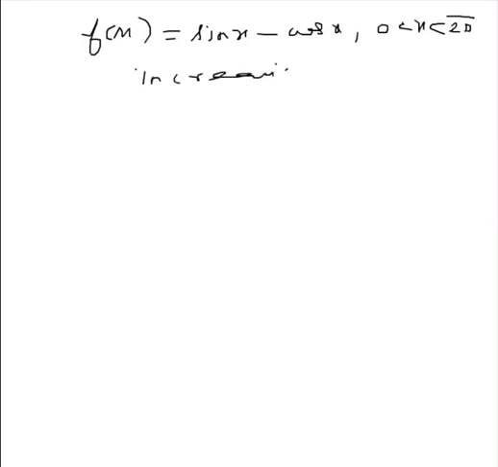f of x is equal to sin x minus cos x, and the interval is 0 less than x less than 2 pi. Is it increasing or decreasing? They don't give the word strictly here. Increasing or decreasing? This is a board question.